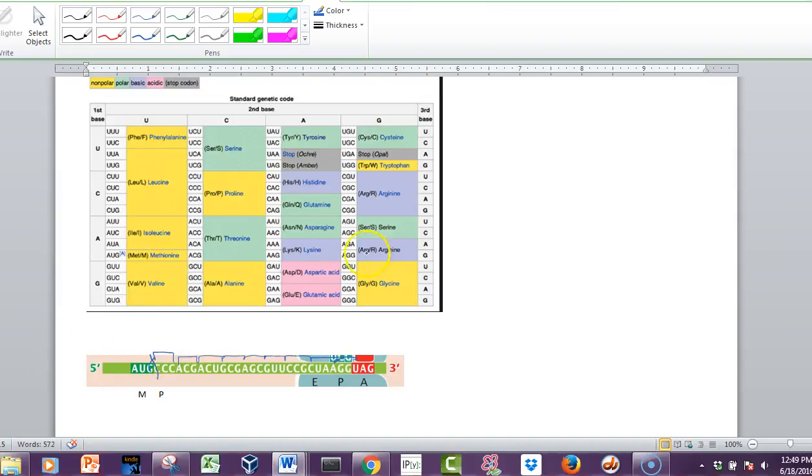And you can just somehow write on there what's what, and then maybe just write these things up here. So methionine, proline, then ACG. ACG is threonine. ACU is also threonine. GCG is alanine. AGC is serine.